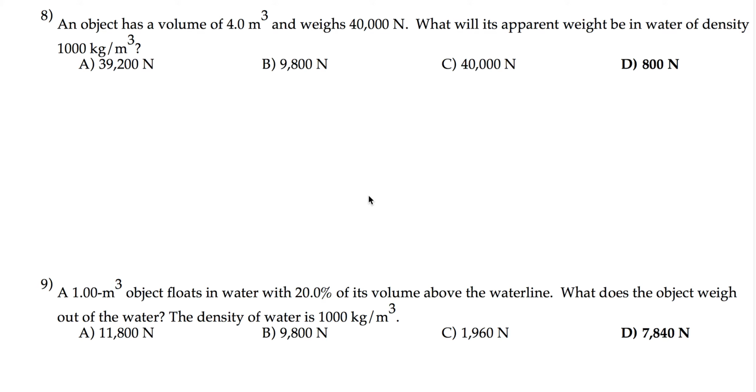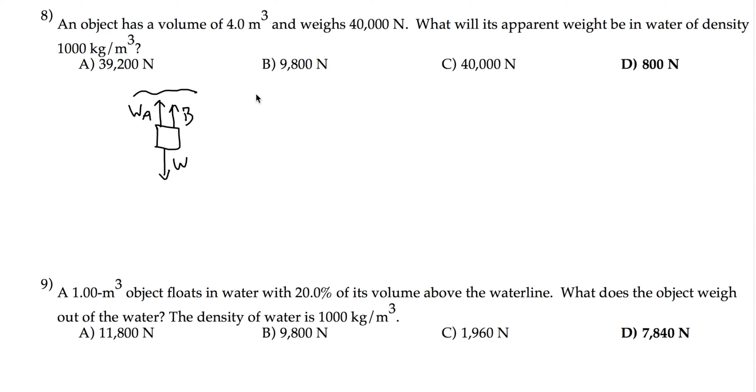Number 8. Here we're looking for the apparent weight of an object once it's in water. So just think of your object here, it's in the water. If you have a scale, what would that scale reading be? Well, that reading would be an upward tension, so that's the apparent weight that we're looking for. But when it's in water, it will also have a buoyant force, and it will also have its regular weight.